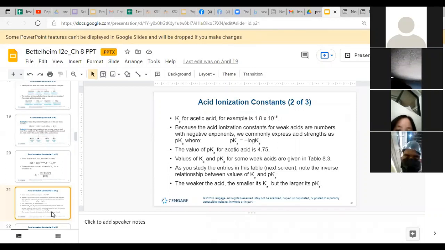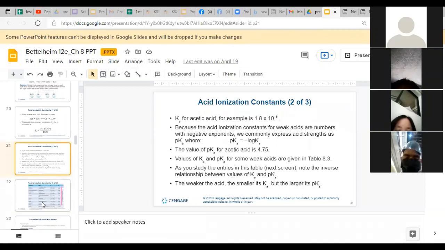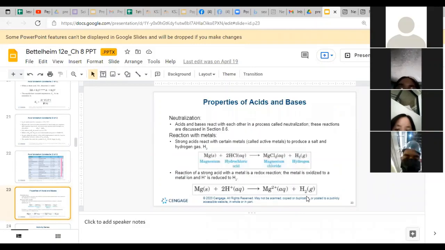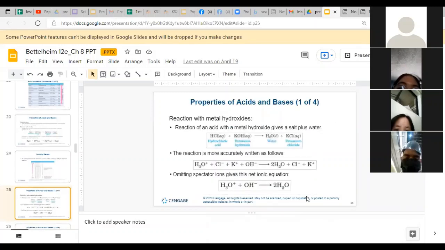So if we study the values here, you will notice that there is an inverse pattern. So as your Ka becomes smaller, then your pKa will become larger. So, inverse relationship nilang dalawa. So, anyway, I'll just skip this part, yung chemical reactions niya, which we do not need.